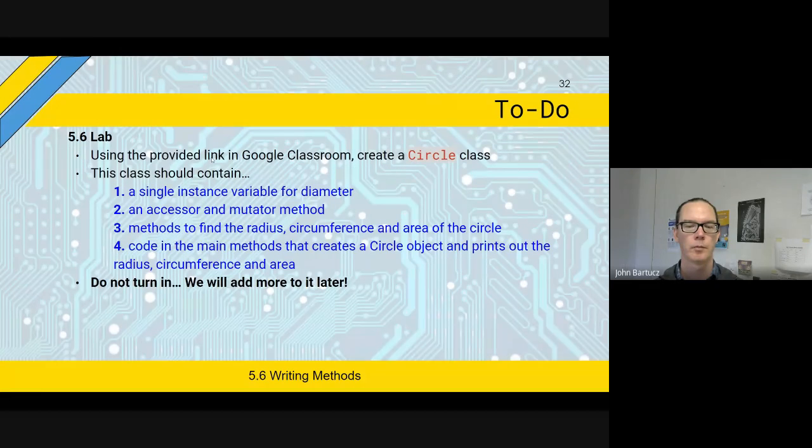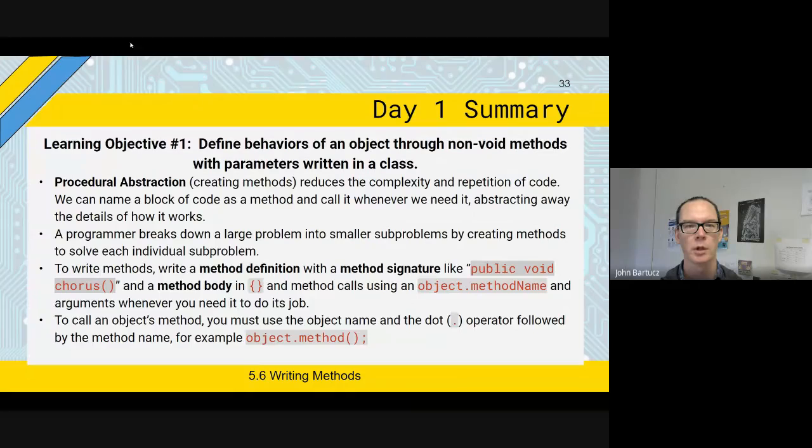All right, so I'm not going to go through this right now. We don't have time, but you can think to yourself what would be involved in creating a circle class, setting the diameter, getting the diameter, radius, circumference, area, things like that. So that's what we are going to do for methods. Okay, so I'm going to continue on.